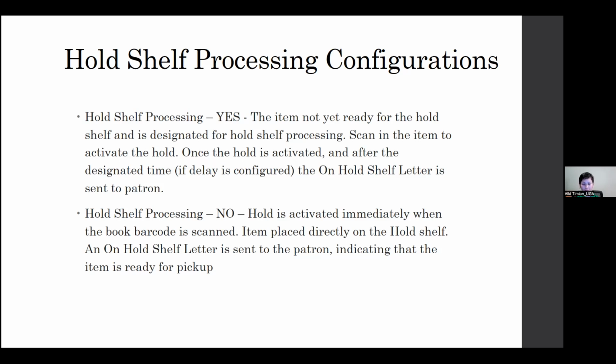As an example, say you lend tech equipment at your circulation desk. An item is requested, and when it gets returned, you want to be able to evaluate that piece of equipment before you let the requesting patron know that it's ready for pickup. So this hold shelf processing setting allows for that interim step in case something goes wrong, and you're not limited by a certain time limit before the patron is notified. It's a little bit more of a manual process.